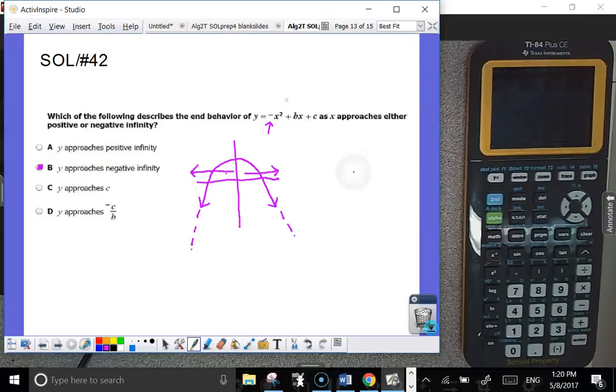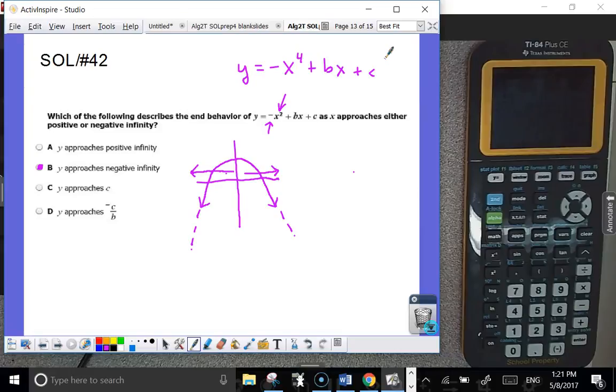So remember, this one was a quadratic. But if this had been y equals negative x to the fourth plus bx plus c, because it's also an even degree polynomial, it would have been exactly the same answer. If it was x to the 6th or x to the 8th or x to the 10th, any even degree polynomial would have the same behavior, given that there's a negative in front of it, right?